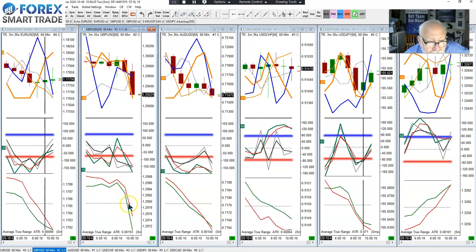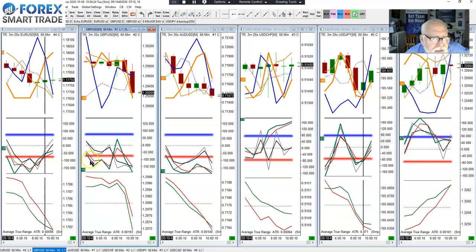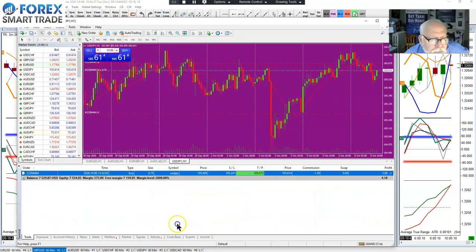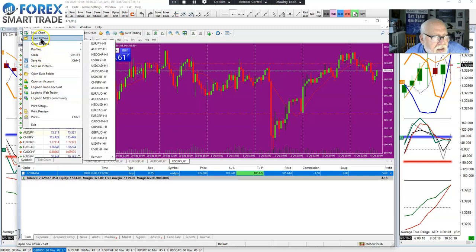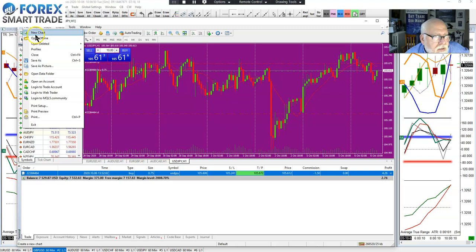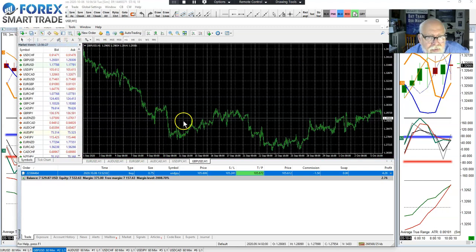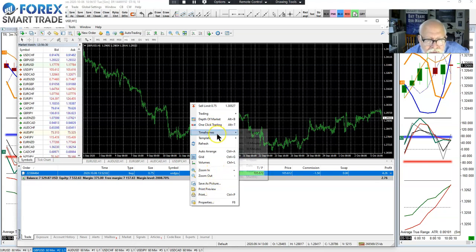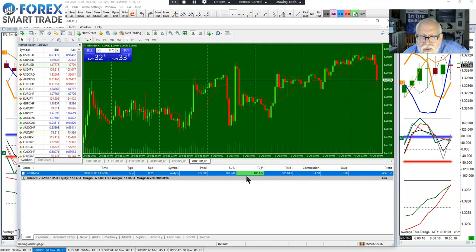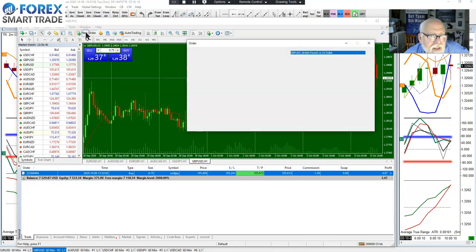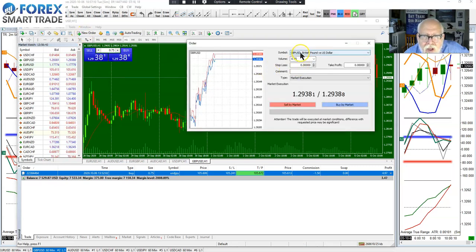The only thing that concerns me is we do have pretty steep down pressure here. But let's go ahead and take it. So that is pound dollar. So I need to open the new chart, file, come on, new chart, pound dollar, and I'm going to use the template. This is going to be a buy. Pound dollar, symbol's correct, volume is correct, market buy.